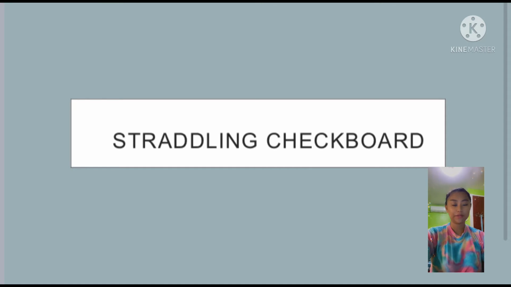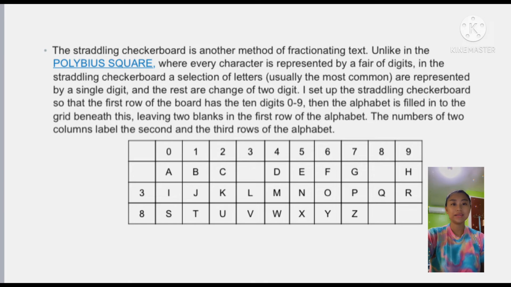Straddling checkerboard. The straddling checkerboard is another method of fractionating text. Unlike in the Polybius square, where every character is represented by a pair of digits, in the straddling checkerboard a selection of letters, usually the most common, are represented by a single digit and the rest are represented by 2 digits.